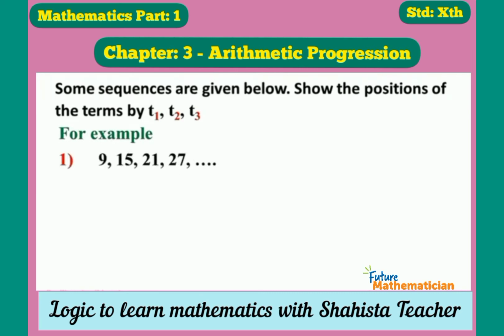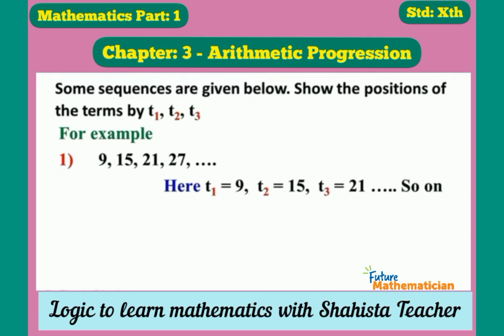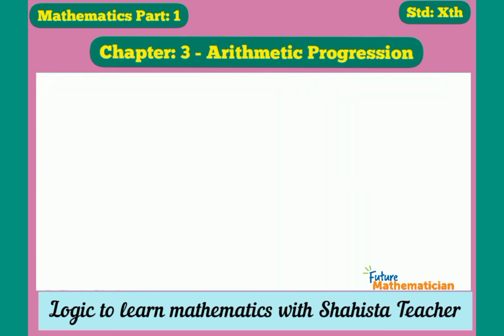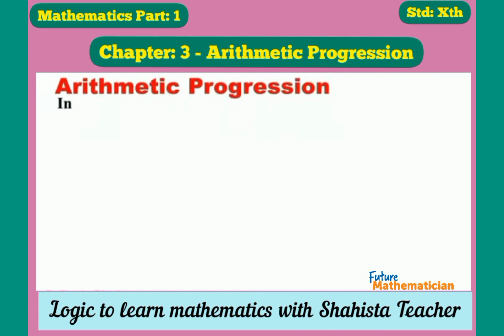For example 9, 15, 21, 27 and so on. So here T1 is equal to 9, T2 is equal to 15, T3 is equal to 21 and so on. Is that clear? Like this. Now here 6, 12, 18, 24 and so on. So here again T1 is equal to 6, T2 is equal to 12, T3 is equal to 18 and T4 is equal to 24 and so on. Okay, like this. So here we have defined terms. Did you understand? There we took A1, A2, A3. If it is terms, we will take T1, T2, T3.